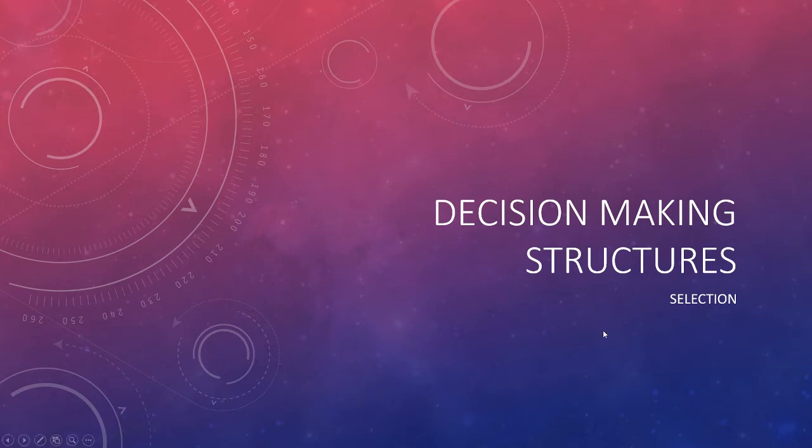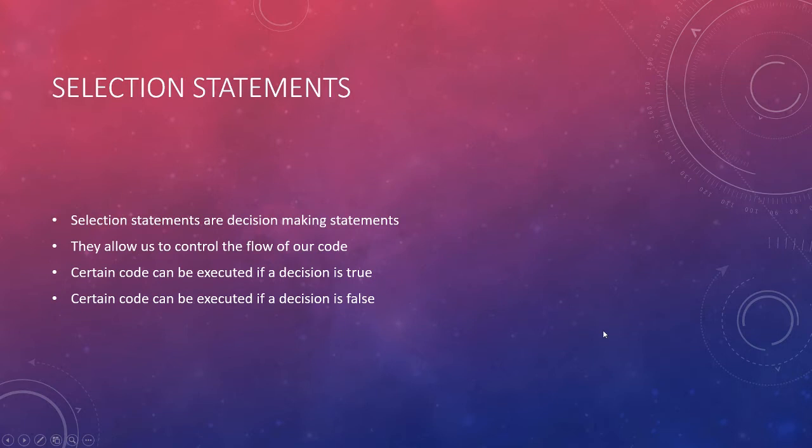Now, when we're working in programming, decision making is a really critical part of our programming role. All of our logic is based on decisions, based on the state that our data is in, and the state that our data is in can allow us to control the flow of our programming code. So we can execute certain statements if a certain condition is true, and execute other pieces of code if a condition is not true. So that's why we call these selection statements, because they allow us to select which code is executed based on a condition.